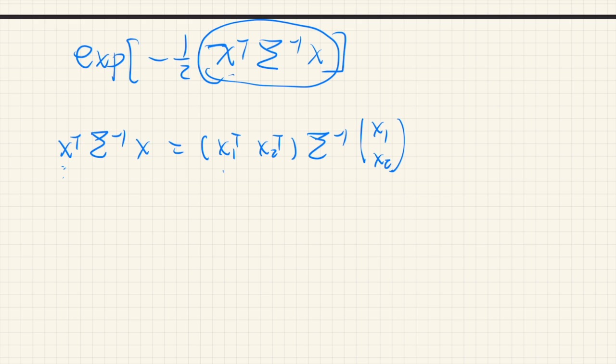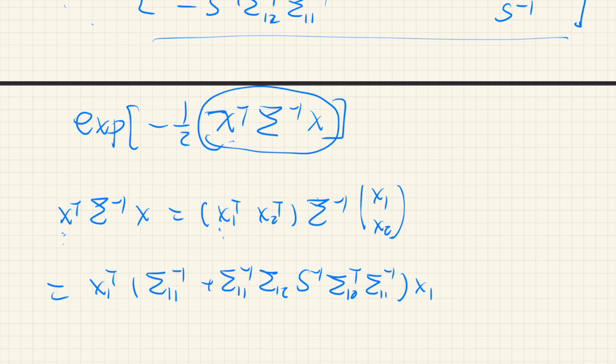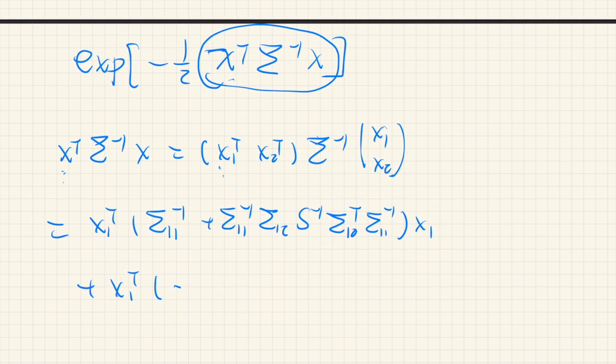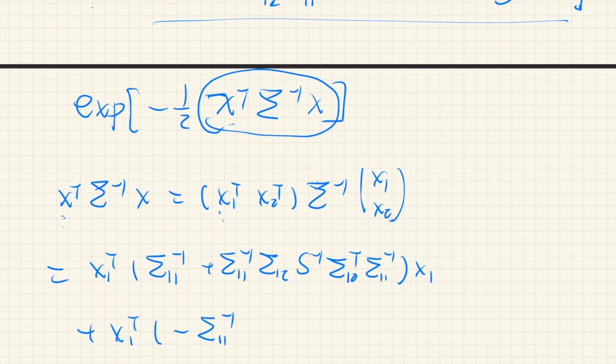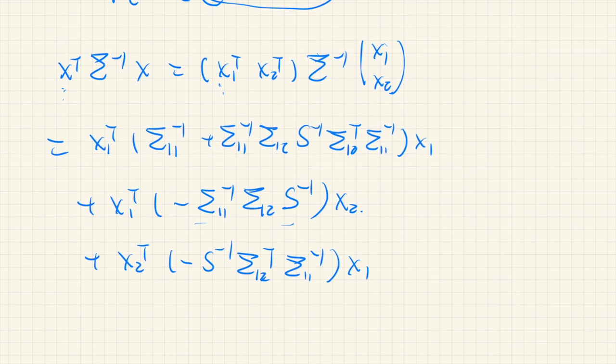If we expand this, we get the following. We get x1 transpose, the first element, sigma 1 1 inverse plus sigma 1 1 inverse, sigma 1 2, S inverse, sigma 1 2 transpose, sigma 1 1 inverse, and x1. So that is the 1 1 element. Plus x1 transpose, negative sigma 1 1 inverse, sigma 1 2, S inverse, times x2. Plus x2 transpose, negative, the transpose of this one, S inverse, sigma 1 2 transpose, sigma 1 1 inverse, x1. And the last element is x2 transpose, S inverse, x2.